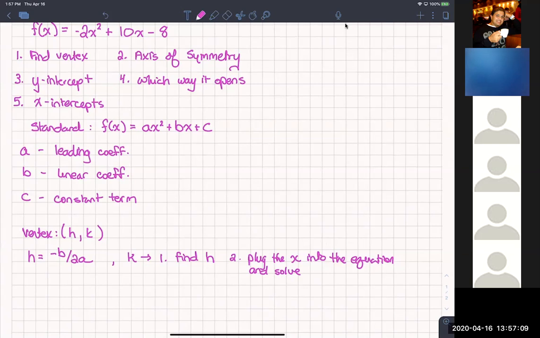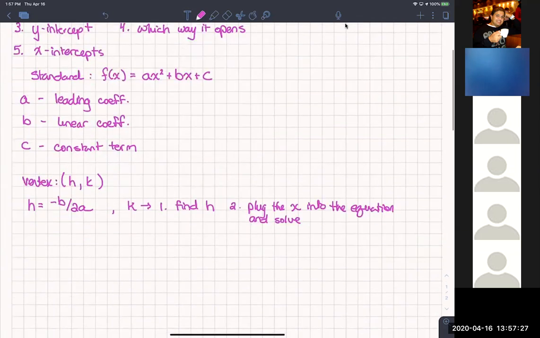And the formula for the x coordinate of the vertex is negative b over 2a. To find the y coordinate, or k, first find the x, or h, and then plug that x value into the equation and solve. So in this equation up here, negative 2x squared plus 10x minus 8, what I like to do is write out my a, b, and c. So a is negative 2, b is 10, and c is negative 8, right?